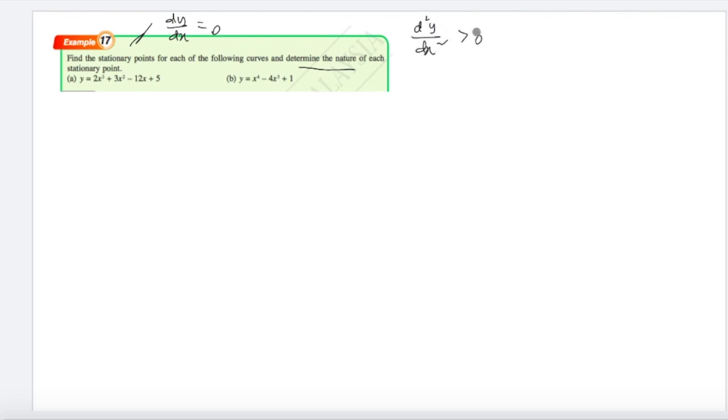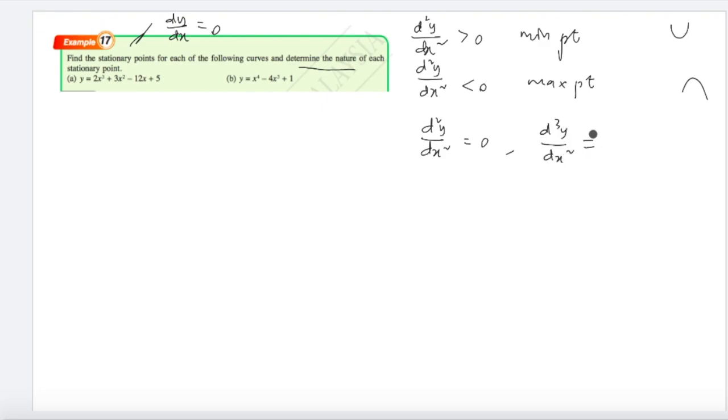After you get the x, determine the nature, you may use the d2y/dx2. If it is more than 0, it will be a minimum point. If it's less than 0, it will be a maximum point. If d2y/dx2 equals 0, then you need to do one more time, d3y/dx3. If it's not equal to 0, then it is a point of inflection.